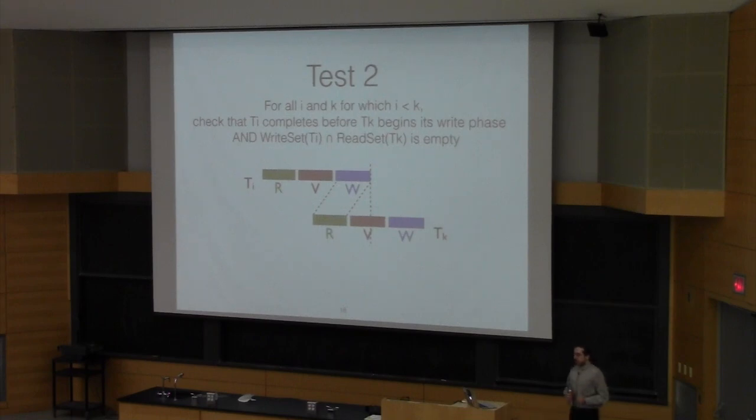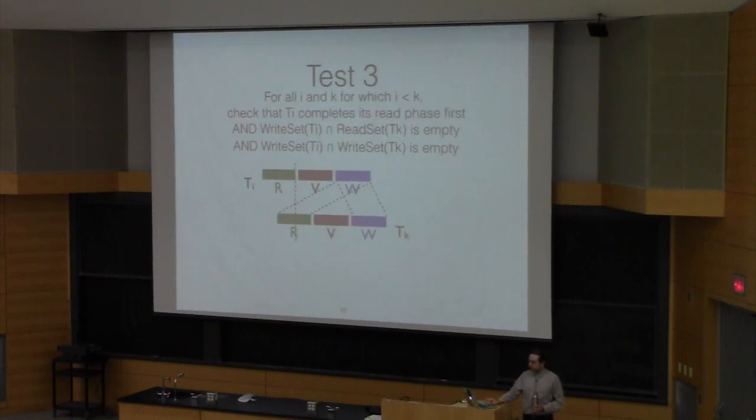And because we've established this serial order that says that TK comes after TI, at least because TK's validation phase starts later, now we have a problem because we don't know which of those transactions will write second. So, simple thing we can do is test to see whether there's any overlap between the writes.